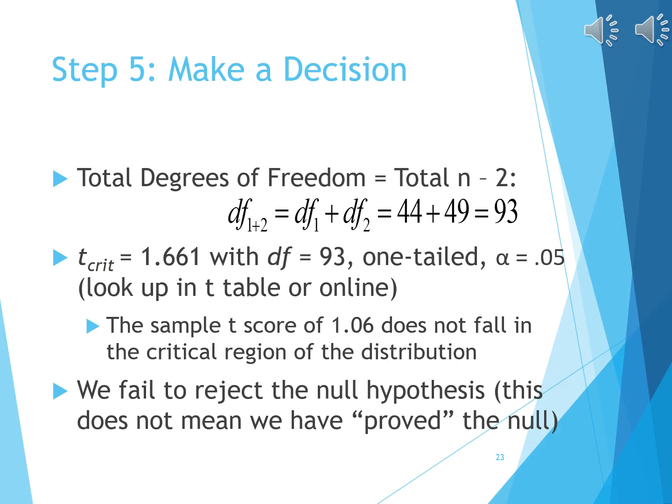You look up in a t-table, or I actually calculated using just a Googled online t-critical calculator, degrees of freedom of 93. It's a one-tailed test using an alpha level of 0.05, and we arrive at a t-critical value of 1.661. You'll find in your book that you get a little bit of a different t-critical value, because if you look in the back of your book at the t-table, it doesn't actually have a value for degrees of freedom of 93. The closest degrees of freedom is 120. So that's why you get a bit of a different number.